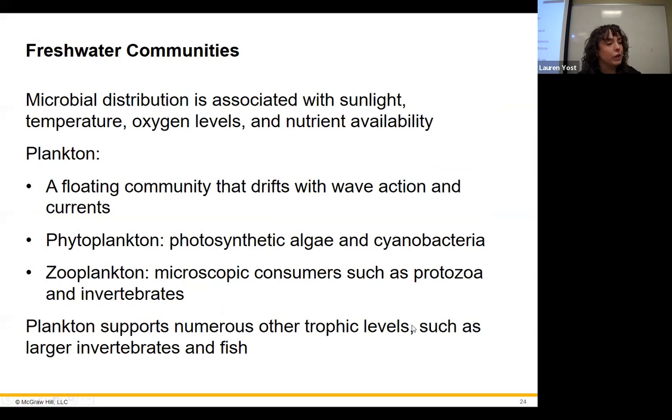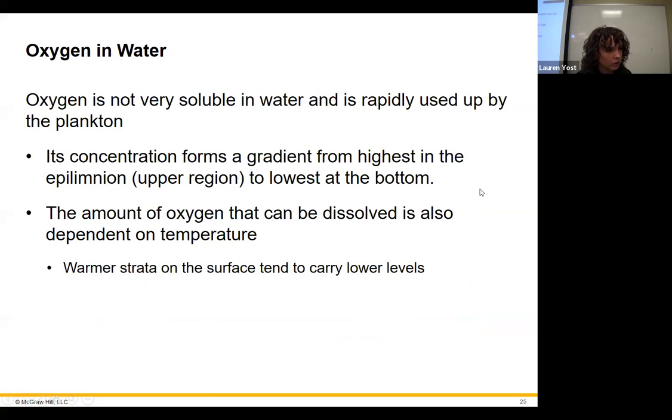Okay. Moving on to the freshwater communities, we know plankton are incredibly important for creating oxygen, basically. So plankton and cyanobacteria made most of the oxygen on the planet.